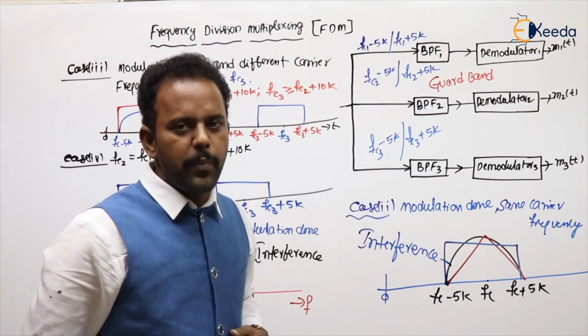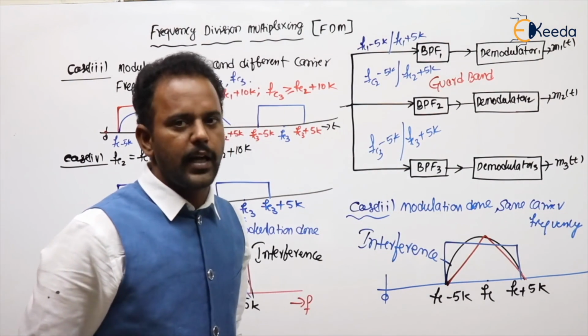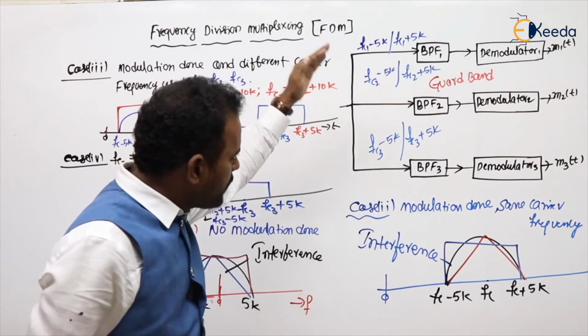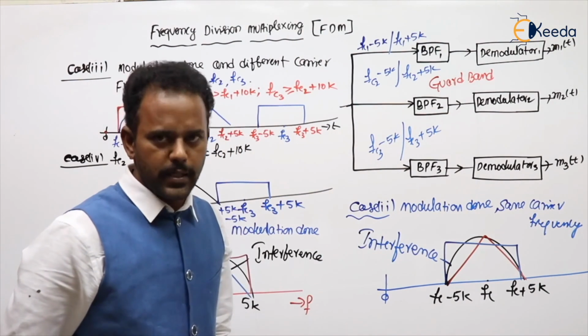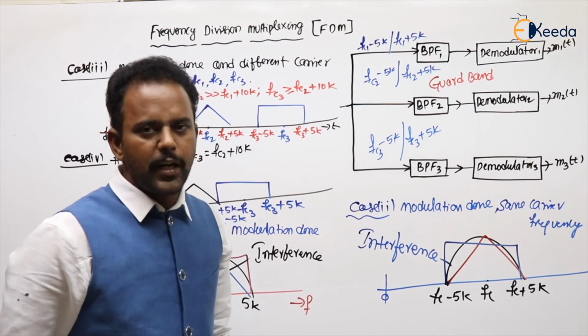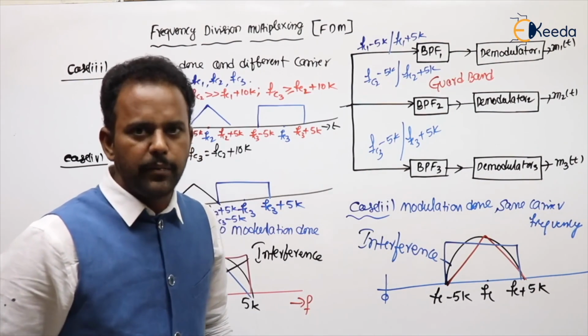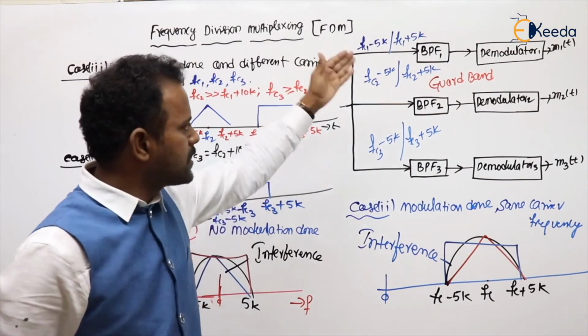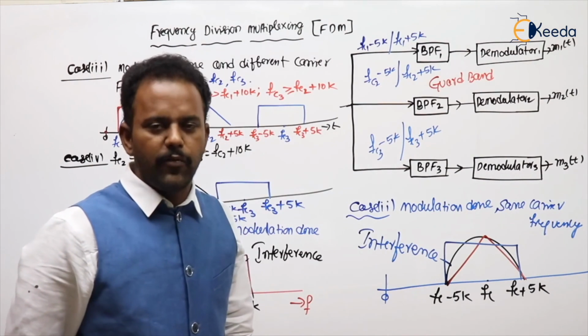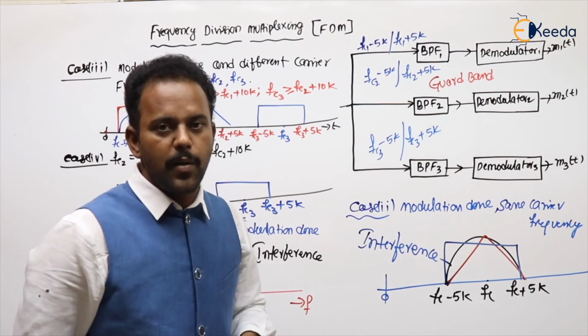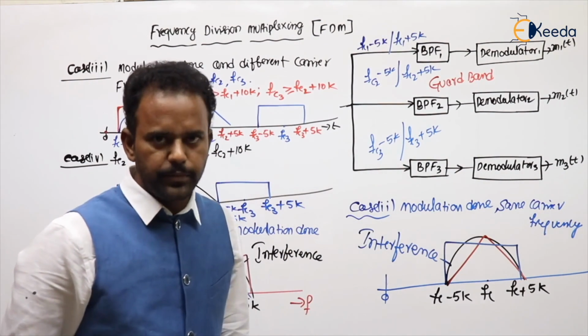You have to choose the guard bands properly depending upon the filter characteristics. Like how many signals you want, you can multiplex. FDM is a little bit complex when compared with TDM, because here there are a number of modulators and bandpass demodulators. TDM is less complex when compared with FDM. Clear?